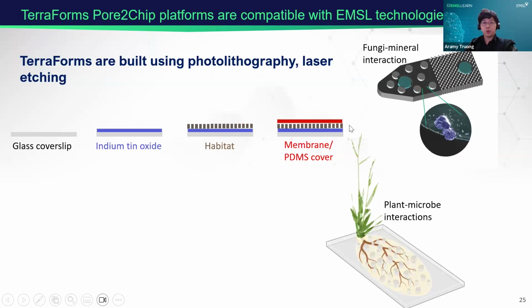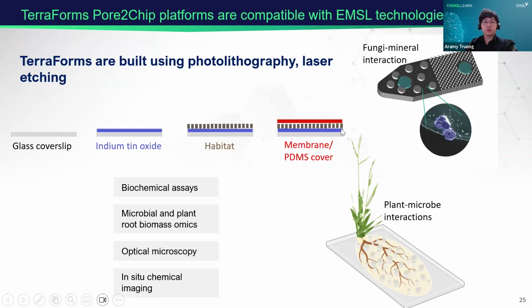And Terraform, or the Pore2Chip platform, is very compatible with a lot of EMSL technologies, including characterizations like biochemical assays, microbial and plant root biomass omics, optical microscopy, and in situ chemical imaging, which includes things like MALDI or nanoDESI or SIMS or electron microscopy. So I'm very happy with the system we have here, and I'm excited for what we can make with these micromodels. And now I'm going to pass it on to Maruti, who's going to talk more about the future development of Pore2Chip.